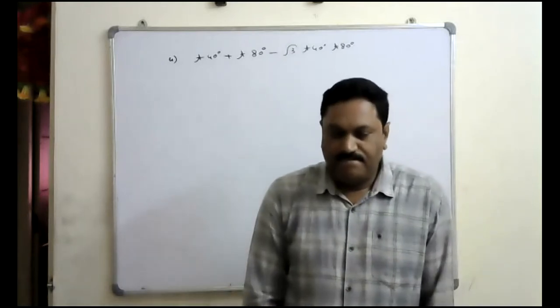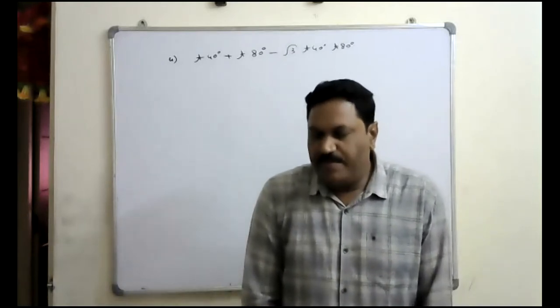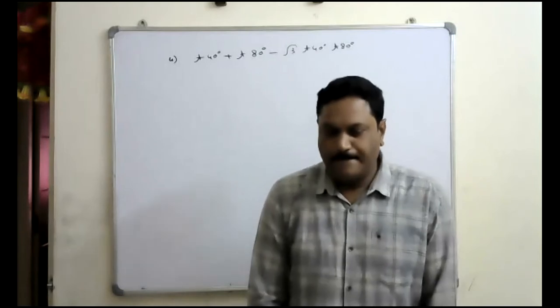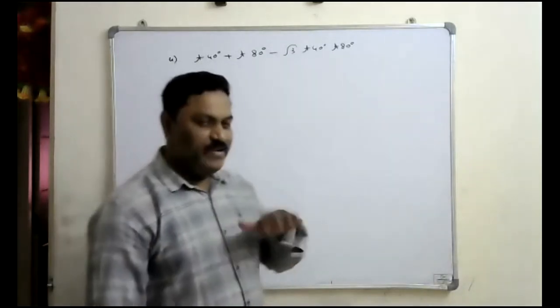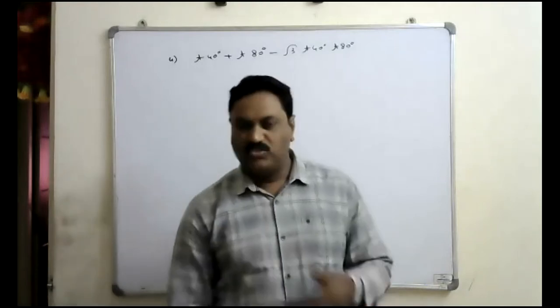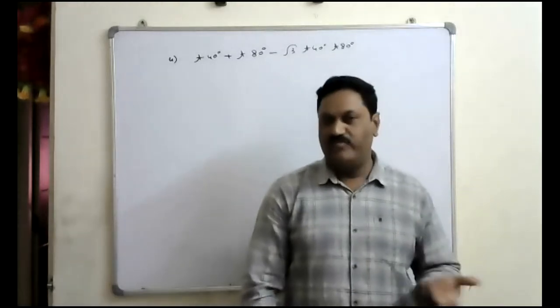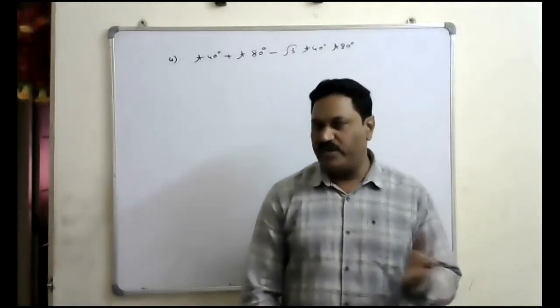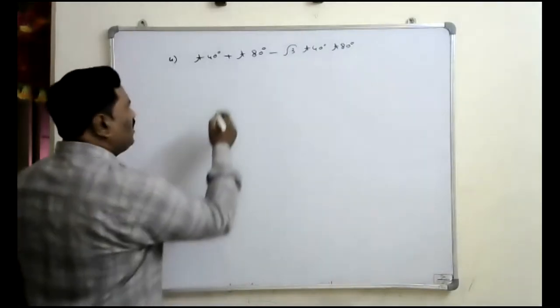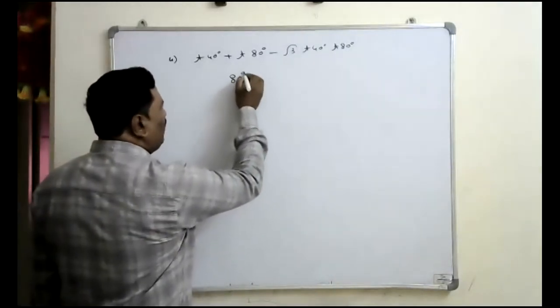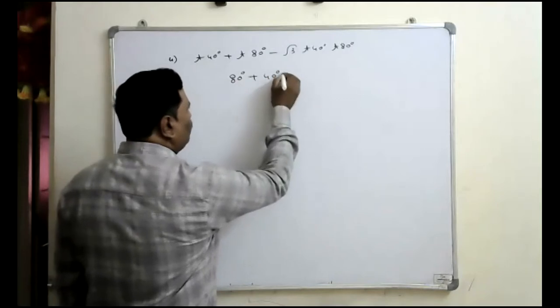10, 40 and 10, 80. 40 and 80. 80 plus 40? 120. Very good. So that means 80 plus 40 is 120. So tan 120 degree angle, we can calculate. Tan 120 degree value is minus root 3.